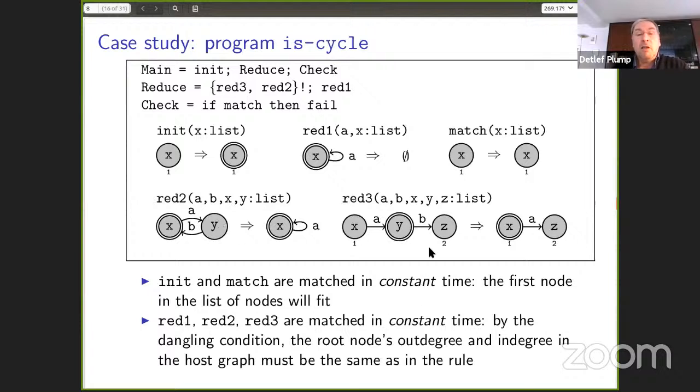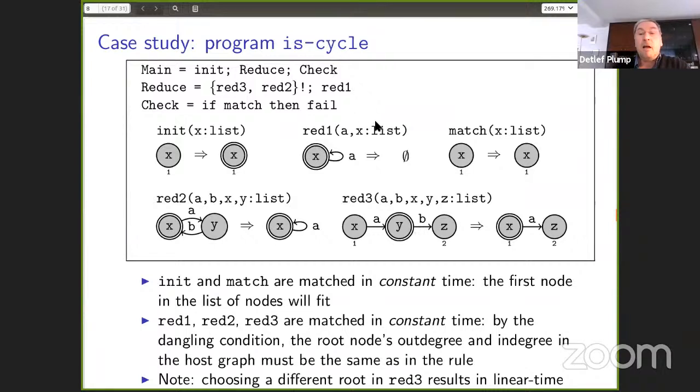Okay, and then similarly for red3, there's one subtlety here. We are making the middle node the root. This is actually important, again, because then we can exploit the dangling condition. We know there's only one incoming, one outgoing edge, because this is a node to be deleted. Let me just mention, if we turned either the left or the right node in red3 into a root node, it would result in linear time matching rather than constant time matching. So it's a little subtlety here.